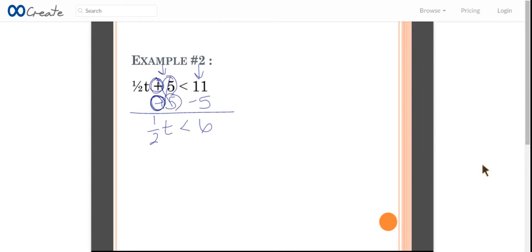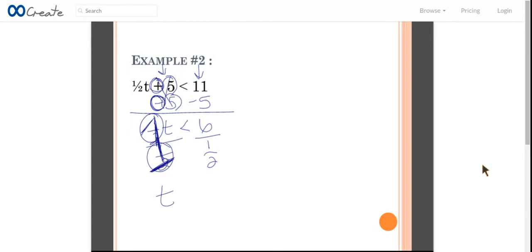So I have 1/2 times some number is less than 6. Well, I can divide both sides by 1/2. I know that it's kind of weird to see multiple fractions in this fraction, but it's a division problem, so it's okay. So 1/2 divided by 1/2 gets rid of that. That gives me my coefficient of 1, so I'm left with t.